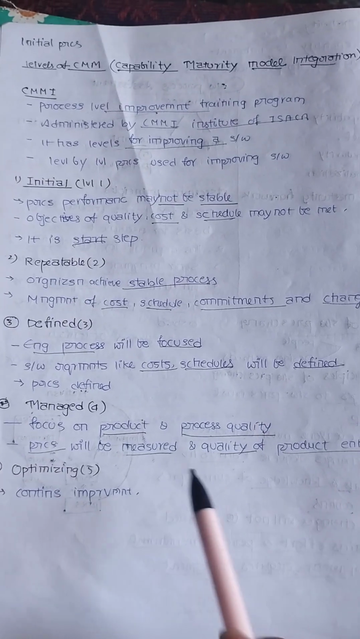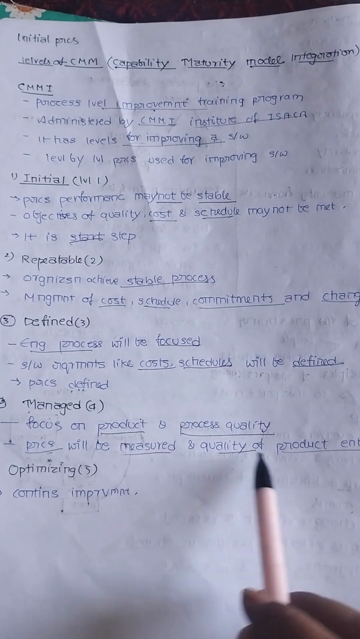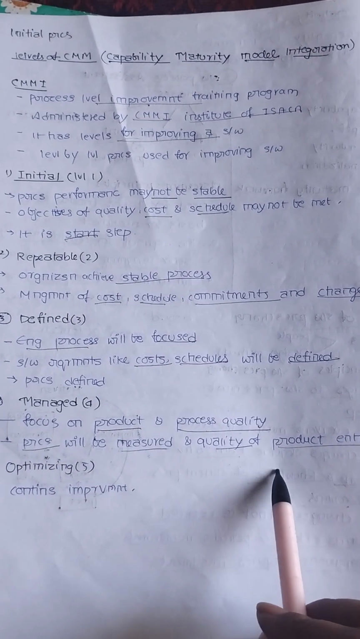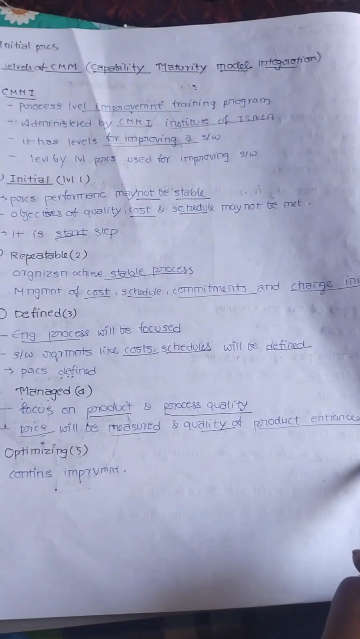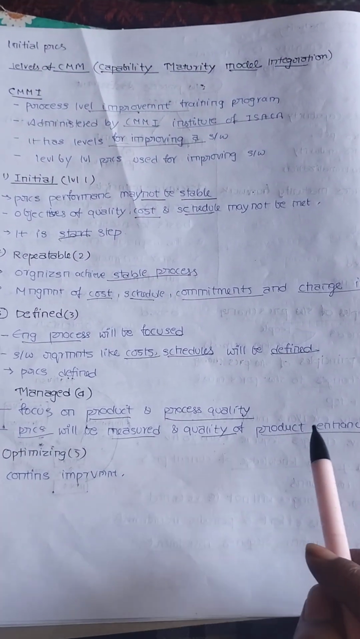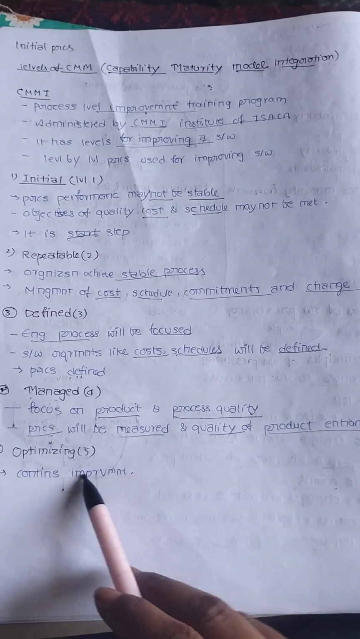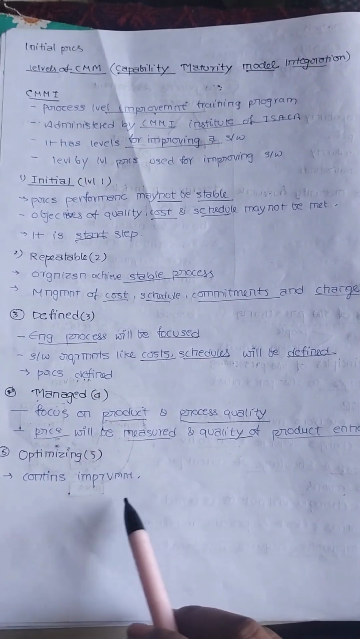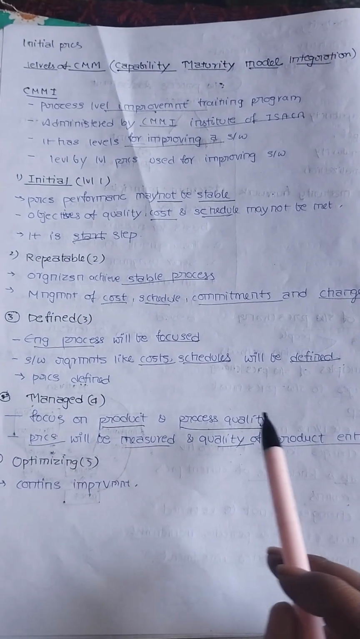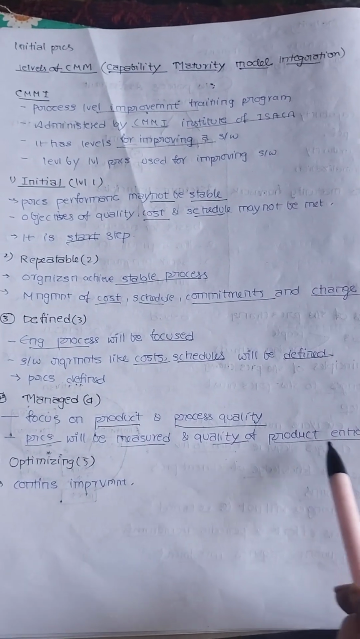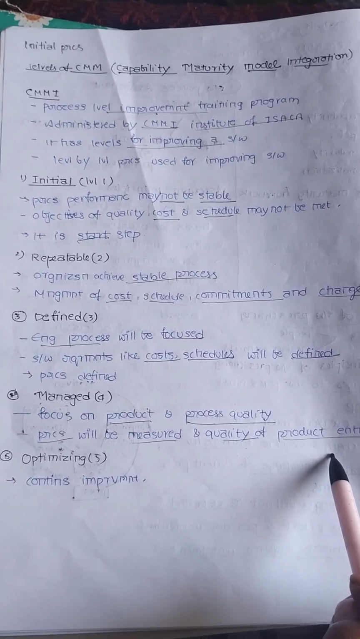What is managed? Managed is focused on product and process quality. Process will be measured and quality of the product is enhanced. Optimizing means continuous improvement. Managers focus on product and process quality. Process will be measured and quality of software is enhanced.